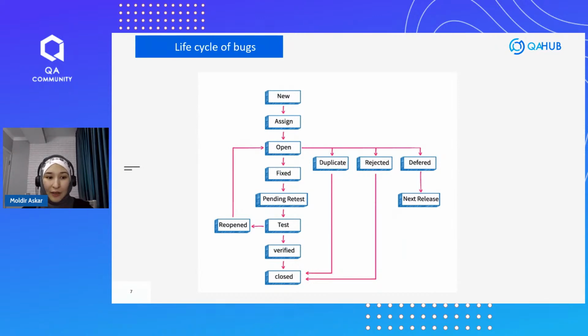The next status is Open. I'm sorry, I skipped the Open status. It's the stage when the developer starts analyzing and working. It's the state of Open when we create a bug report and programmers, developers can analyze it.